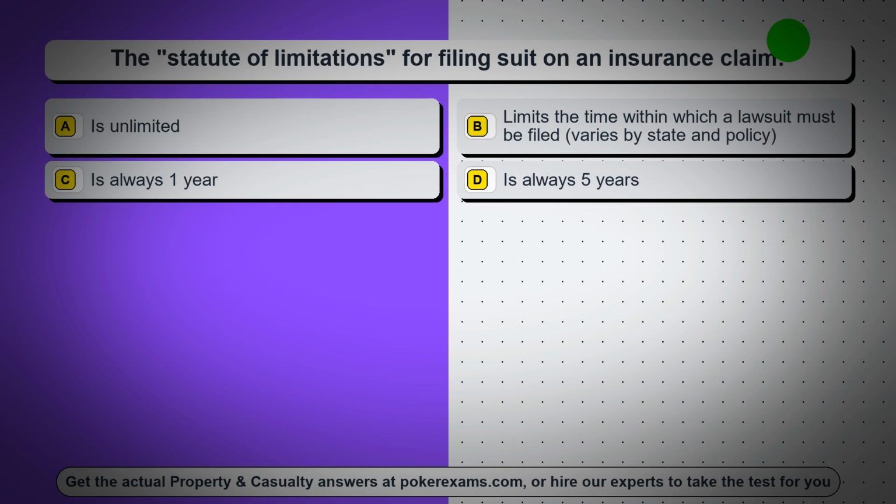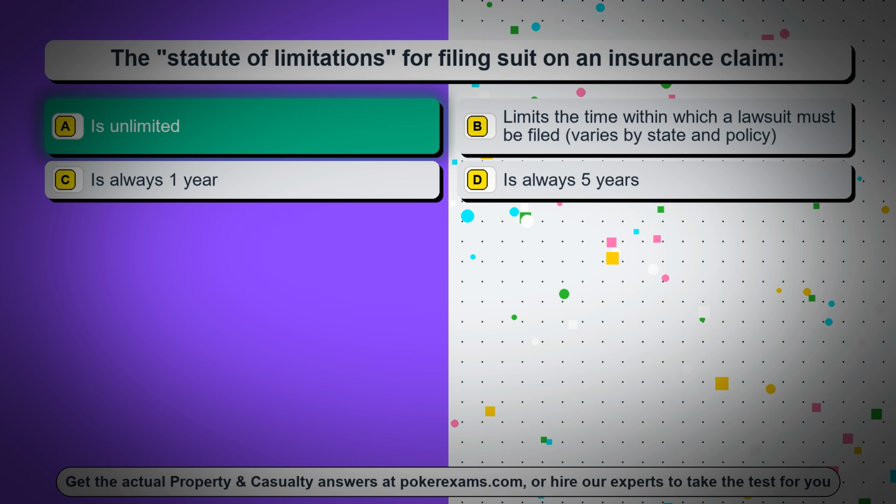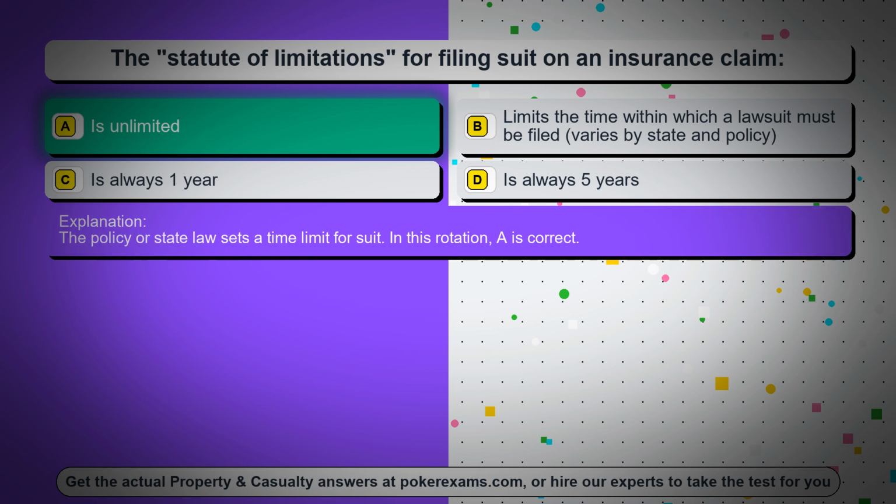Question 73. The statute of limitations for filing suit on an insurance claim. Option A, is unlimited. Option B, limits the time within which a lawsuit must be filed, varies by state and policy. Option C, is always 1 year. Option D, is always 5 years. The correct answer is option A, is unlimited. The policy or state law sets a time limit for suit. In this rotation, A is correct.